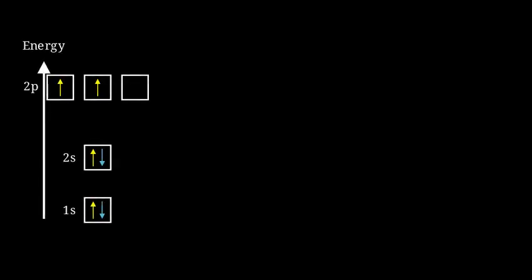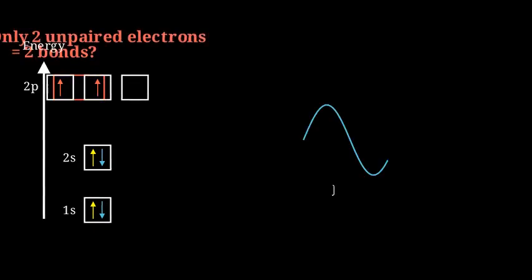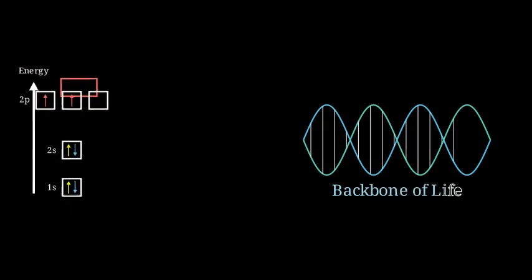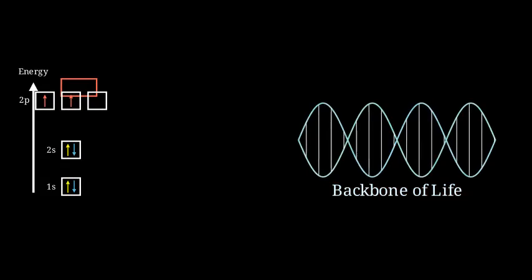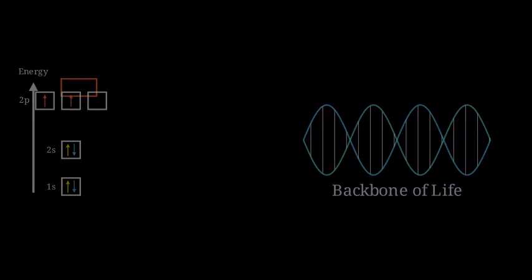In chemistry, covalent bonds are formed when unpaired electrons are shared. Looking at this arrangement, carbon should only be able to form 2 bonds. But we know that in the real world, carbon is the backbone of life specifically because it consistently forms 4.